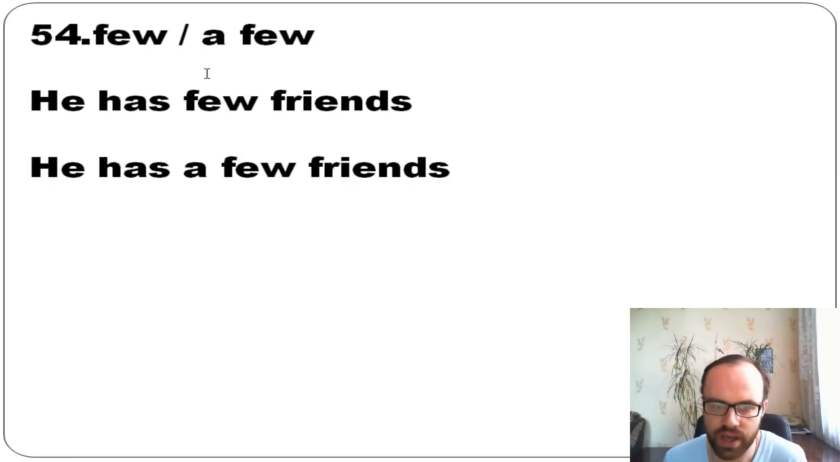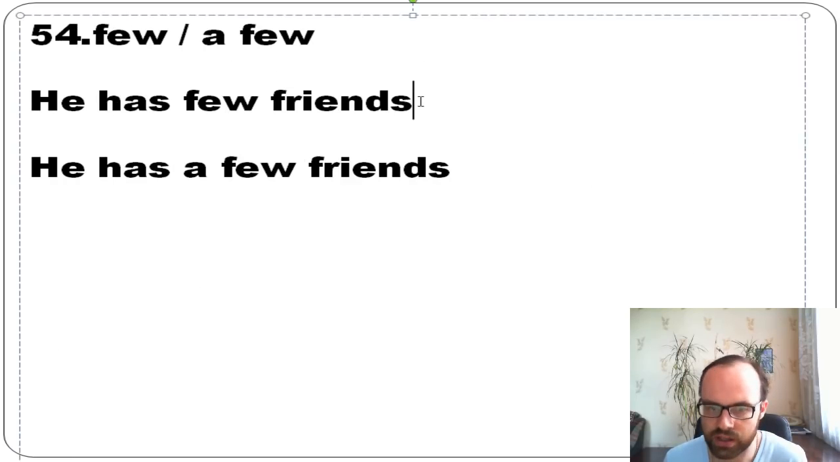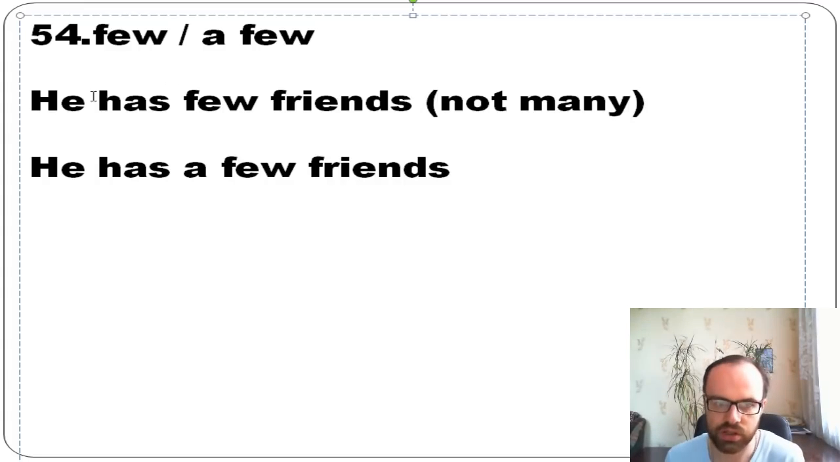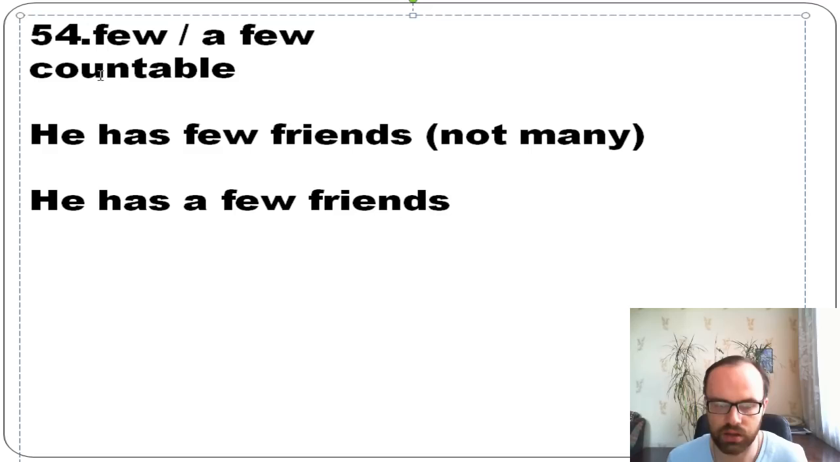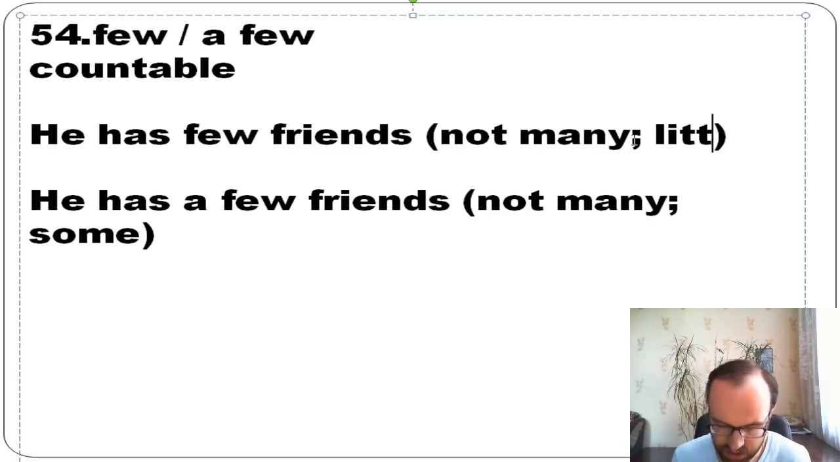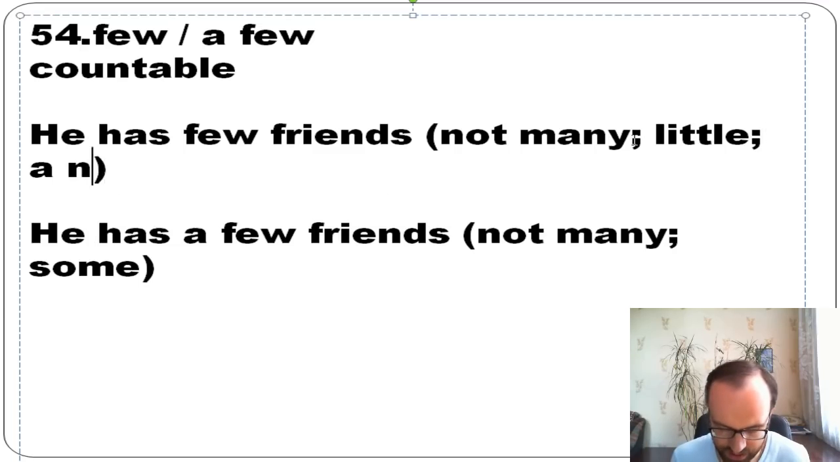Okay, next, few and a few. He has few friends. It means not many. So little is with uncountable and few with countable. And he has a few friends. So few or a few, it means not many. But you know that when you hear a few, it means some friends, and few friends, it means little. Little, it usually has a negative meaning.